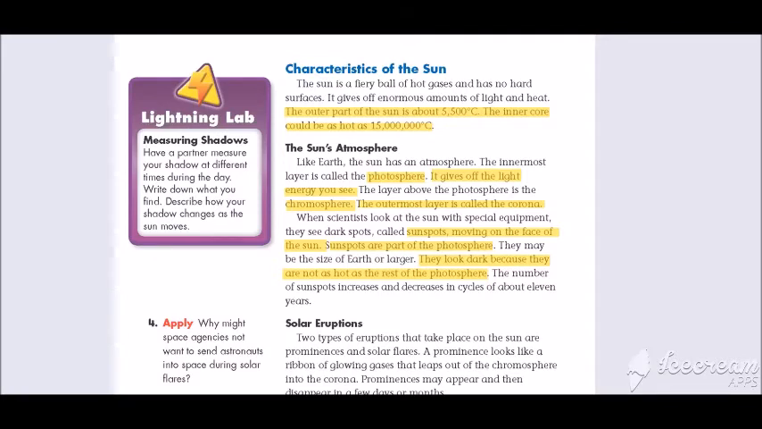You may also see sunspots moving on the face of the Sun. These dark spots are called sunspots. Well, these sunspots are part of the photosphere, the innermost layer. Sometimes they may reach the size of the Earth or larger. Why do they look dark? They look dark because they are not as hot as the rest of the photosphere.